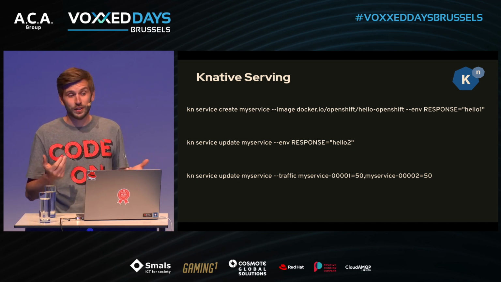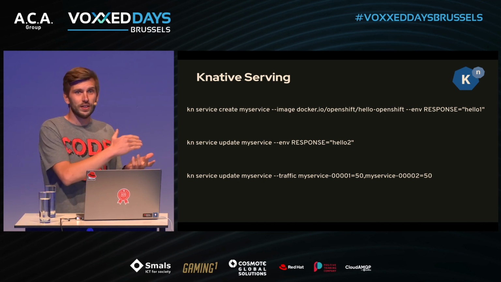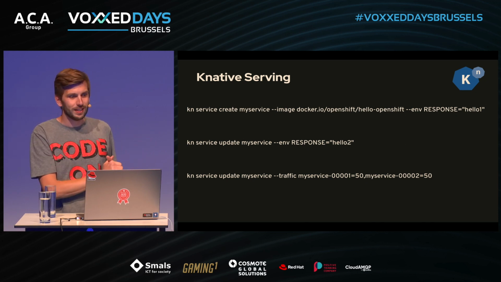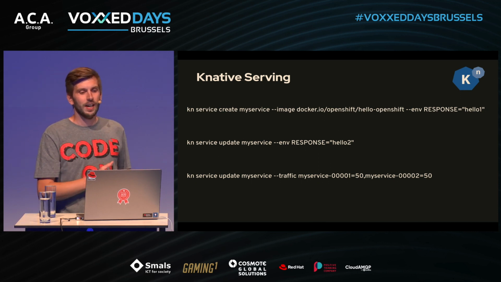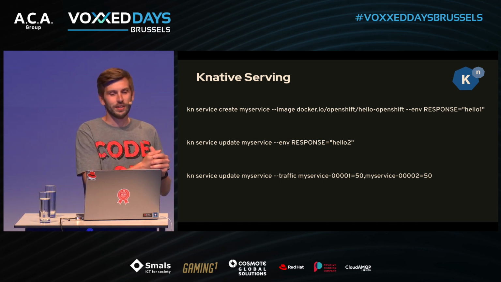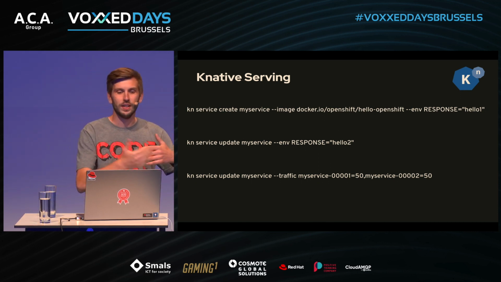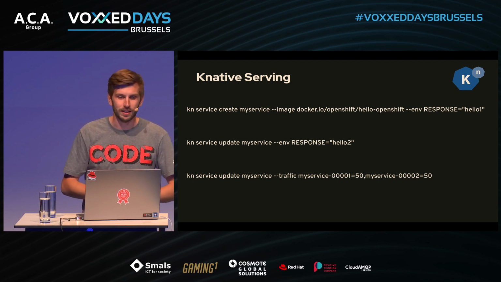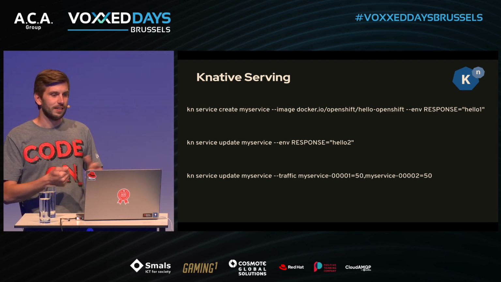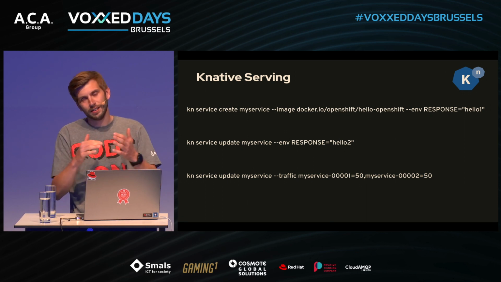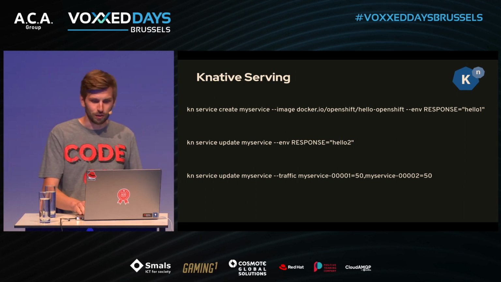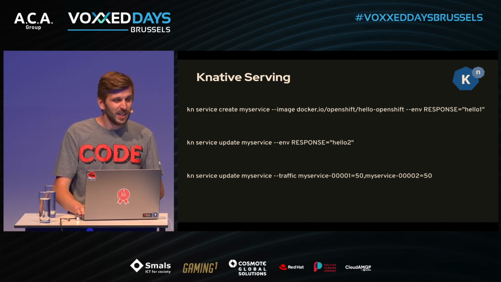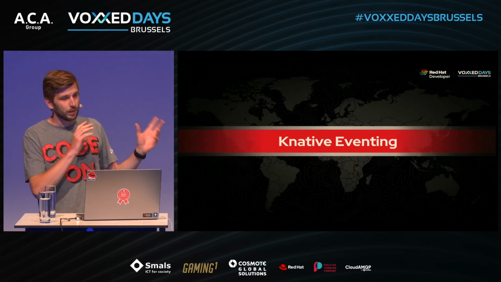Then I get a new revision. So now I have 2 revisions. My route is pointing towards the latest one. And with the third command, KN service update, I'm saying, okay, this revision 50% of the traffic, and the other revision the other 50%. And every update is going to create a revision, except when you change the traffic. That's not going to create a revision, of course. So this was Knative serving.